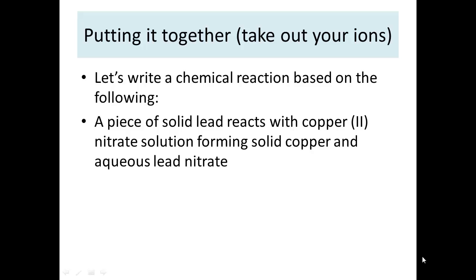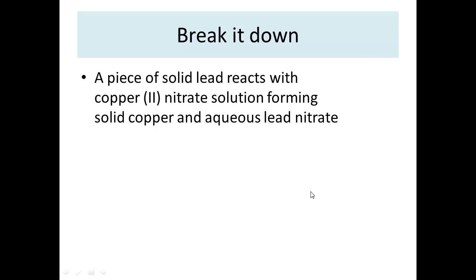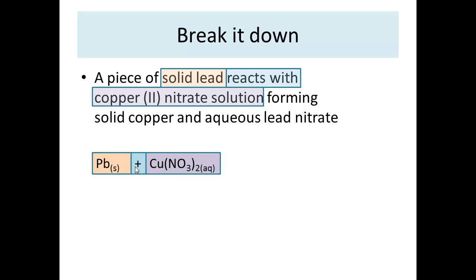What happens is we're going to write a reaction based on this sentence, and see how we would translate it. So we're going to break it down. A piece of solid lead. How we say a piece of solid lead in a reaction is Pb(s). That means solid lead. Reacts with is a plus sign in the reactants. Copper(II) nitrate solution, Cu(NO3)2(aq), aqueous means solution. Forming is the arrow.